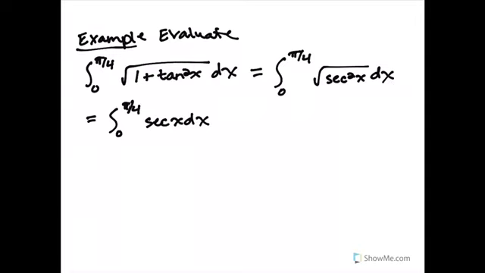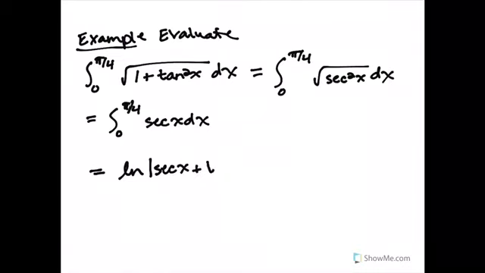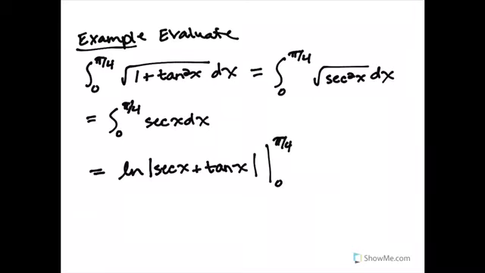Now, secant results in, I didn't derive this one for you, but I just gave you a formula for it. Secant results in an antiderivative of the natural log of secant x plus tangent x. And we're going to evaluate that going from 0 to pi over 4. So there is no how did I get that. I simply looked it up in a table of integrals. That is the antiderivative of secant.